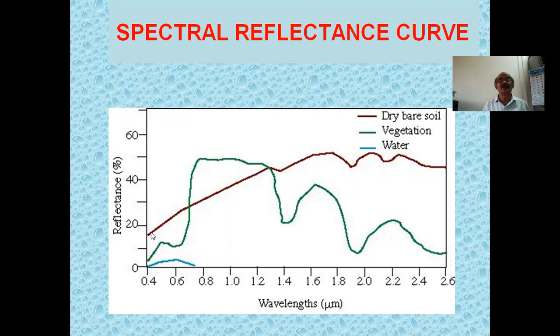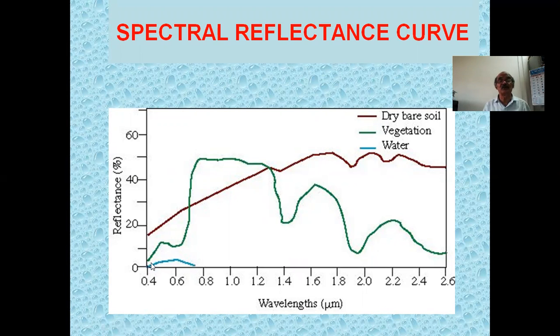But see again, if you see the soil, it is showing the increasing trend from the visible to the near infrared. But again, there are two dips at 1.4 and 1.9, and one more is there at 2.2. This is again because of the moisture content. They absorb the electromagnetic radiation. That is why there is a dip.